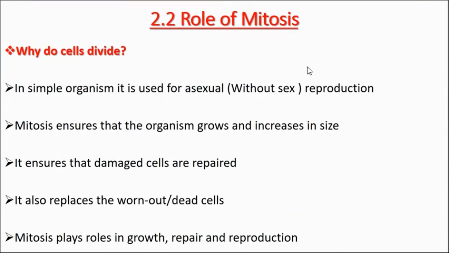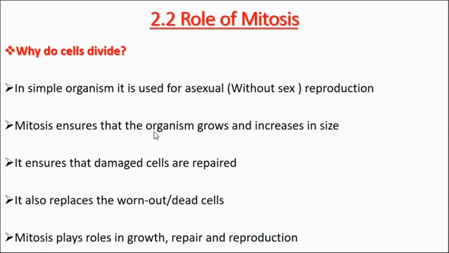So after all of that explanation of what mitosis actually is, now we will look at why it is important. So why do the cells divide? In simple organisms, it is used for asexual reproduction, which is reproduction without sex. So one organism can undergo mitosis, forming two organisms without the need of going through sexual intercourse and pregnancy and all of the processes that human beings undergo. Simple organisms only need mitosis and then they can reproduce.